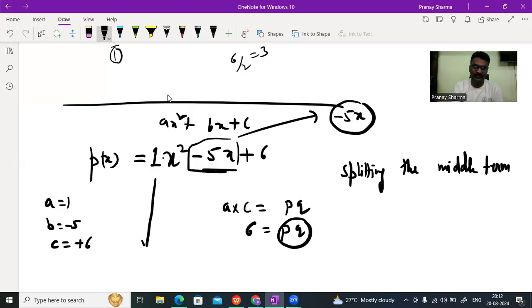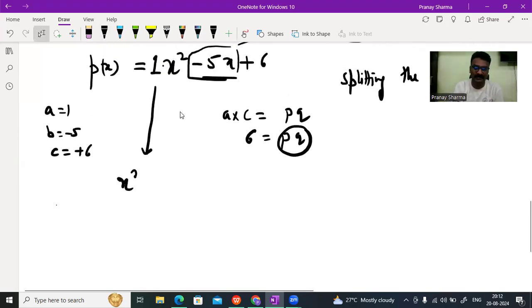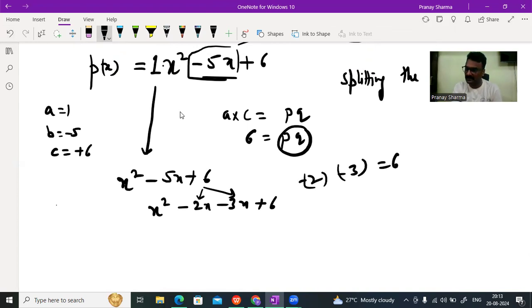So if you take this picture into your consideration, I will be rewriting it here, x square minus 5x plus 6. We know that A into C is giving us 6. So we need to split the middle term in such a way that we should be getting plus 6 as our product. So if you consider this as P and this as Q, minus 2, when you multiply it with minus 3, you'll be getting plus 6. So this is a bingo situation for us.